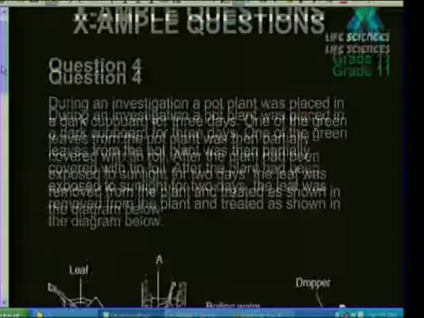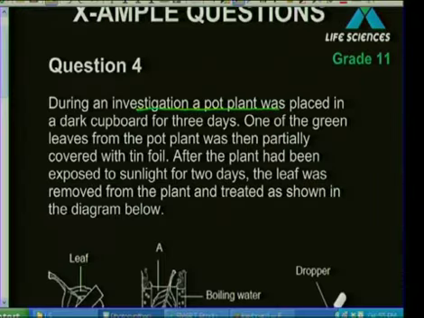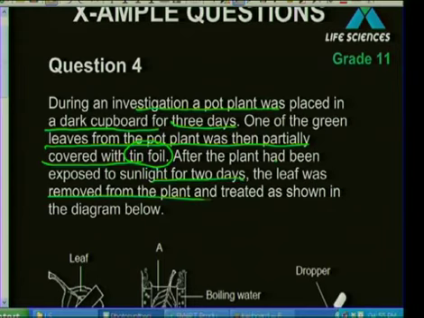Now we're going on to another investigation, and these questions here are testing your practical work in photosynthesis. During an investigation, a pot plant was placed in a dark cupboard for 3 days. One of the green leaves from the pot plant was then partially covered with tin foil. After the plant had been exposed to sunlight for 2 days, the leaf was removed from the plant and treated as shown in the diagram.